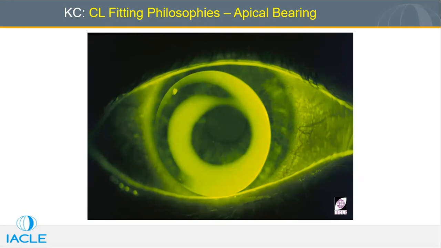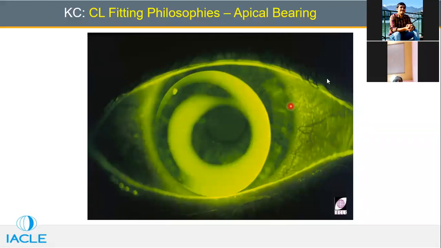apical bearing is a flat fit where we are seeing a lot of edge clearance. Edge clearance is very high. This is the edge. So we are seeing a lot of fluorescein at the edge, which we call edge clearance. So edge clearance is very large.